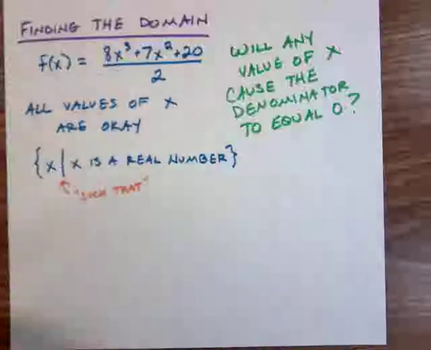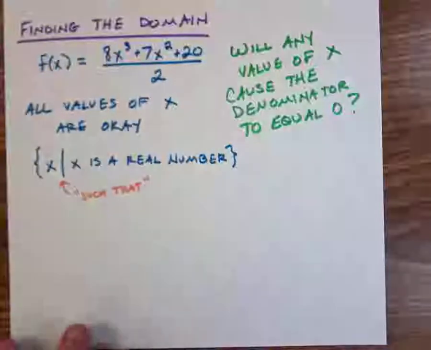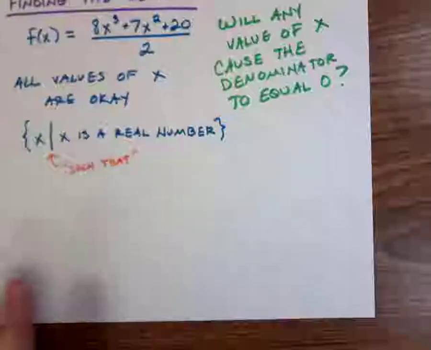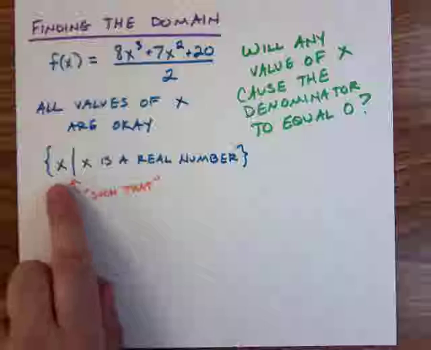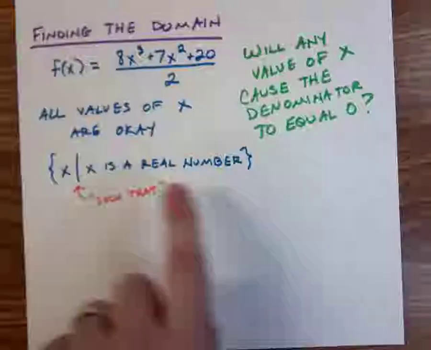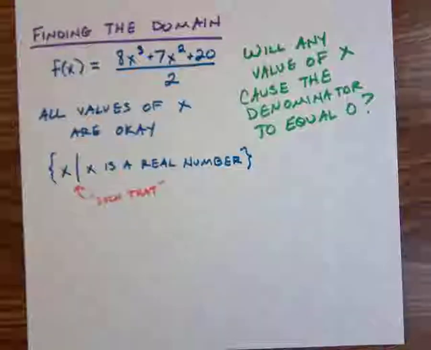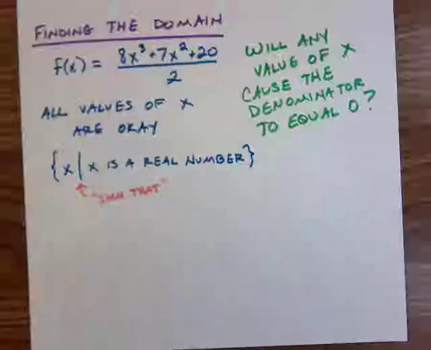So the way you read this, and you will really impress the ladies at the math party if you say it like this, the domain of x is x such that x is a real number. That's the domain. The domain is x such that x is a real number. That is a very impressive way to write that answer. If you are invited to a math party, that will make you the hero.